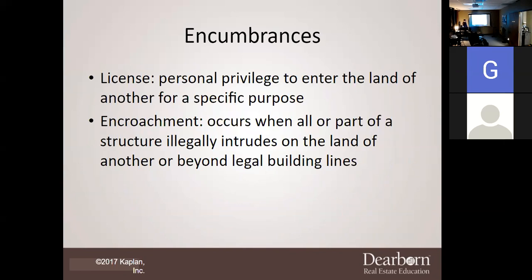Another one is a license, okay? And this is a personal privilege to enter the land of another for a specific use or purpose. So in this particular situation, you probably don't think of it this way, but in legal terms, if, for example, Garrett said, hey, Mr. Nobles, I want you to come over to my house and we're going to play PlayStation 5. And it is PlayStation 5, right? Okay, the newest one. Just making certain.